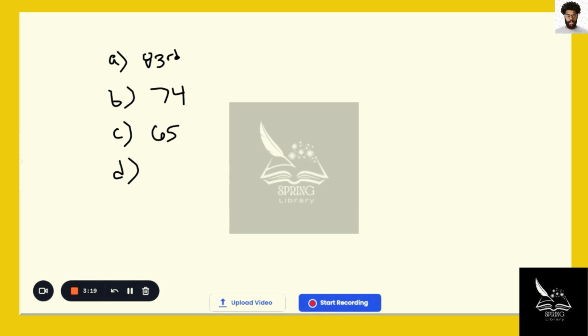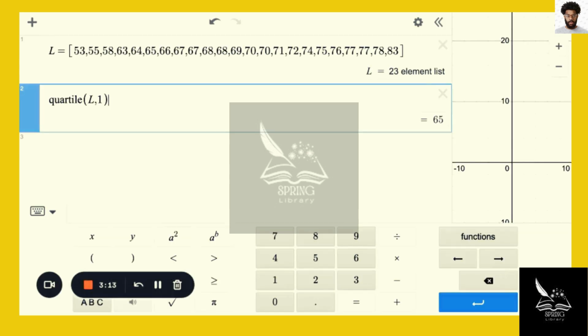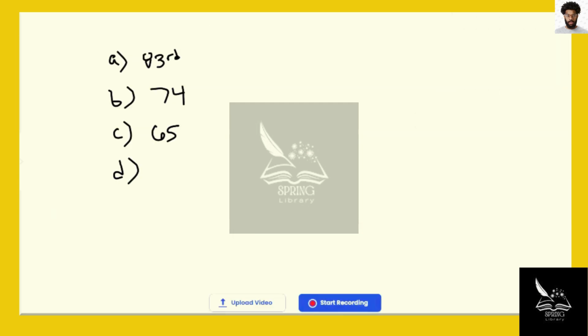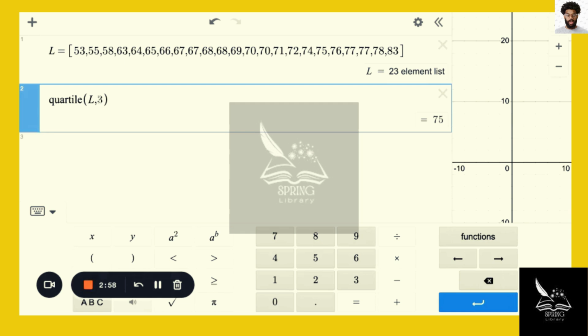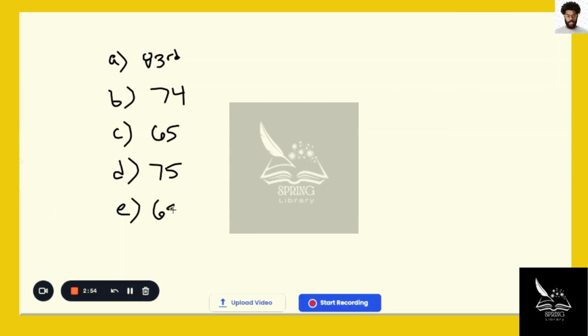D is the third quartile. Again, that is the median of the upper half of the data. It is 75. For E, we want to find the median, or the second quartile, which is 69, the middle.